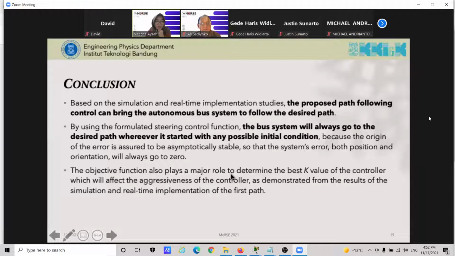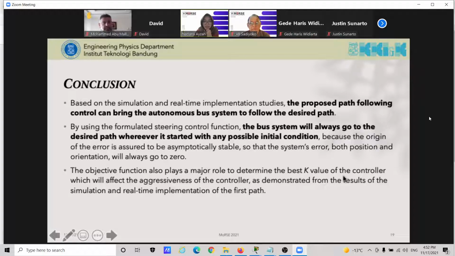Okay, so we can conclude from all the implementation and simulation results that the proposed path following control can bring the autonomous bus system to follow the desired path. By using the formulated steering control function, the bus system will always go to the desired path wherever it started, with any possible initial condition, because the origin of the error is assured to be asymptotically stable. Also, the objective function plays a major role in determining the base K value for the controller, which will affect the aggressiveness of the controller.